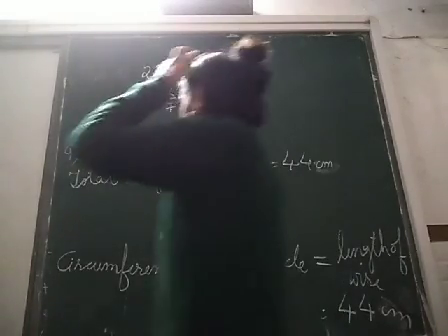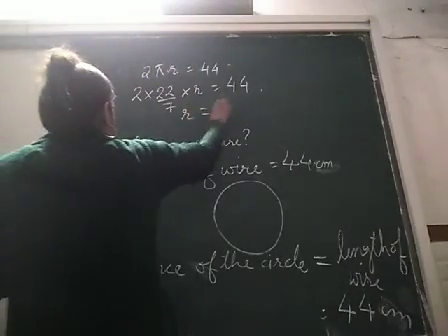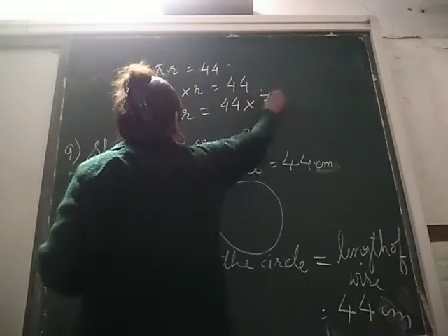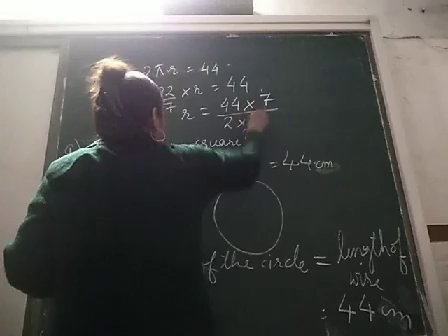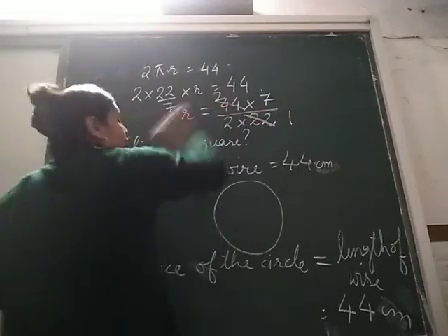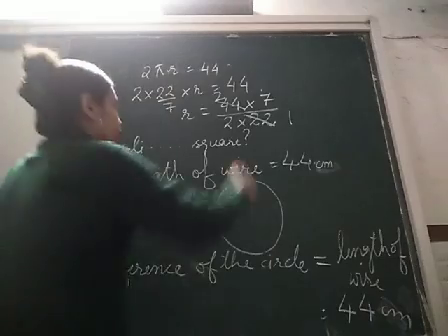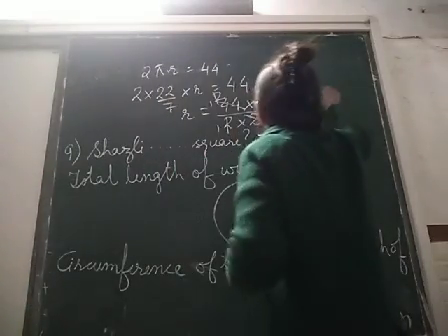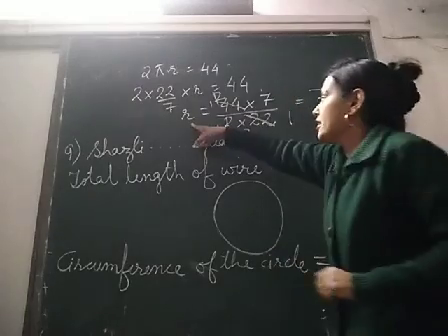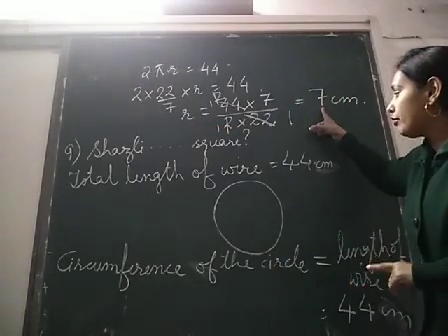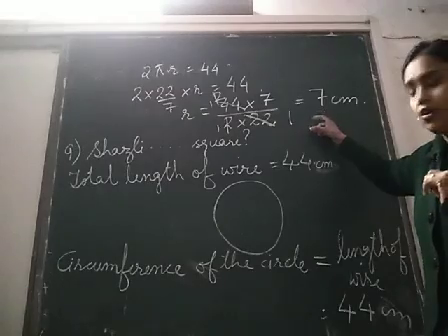So together we write all. r is equal to 44 into 7 upon 2 into 22. So 22 ones are 22, 22 twos are 44. Now 2 ones are 2 and 2 ones are 2. Now what is left? Only and only 7. So the radius is how much? 7 centimeters.